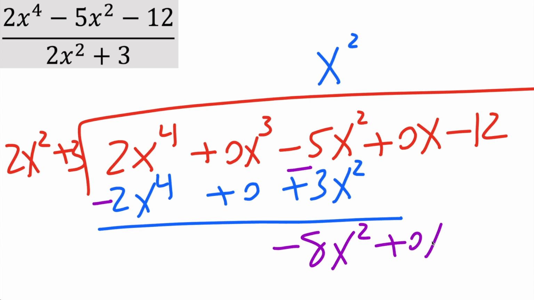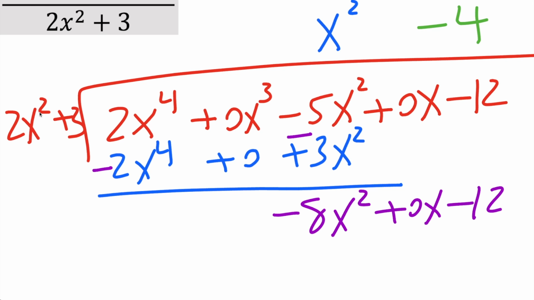Positive 0x minus 12. So our next step is, our highest power is negative 8x squared, x squared. Here we have 2x squared, so x squared. So we think to ourselves, 2x squared times what gives you negative 8x squared? And that's going to be a negative 4. And I'll put it right here. So negative 4 times 2x squared is negative 8x squared. Negative 4 times 3 is negative 12.